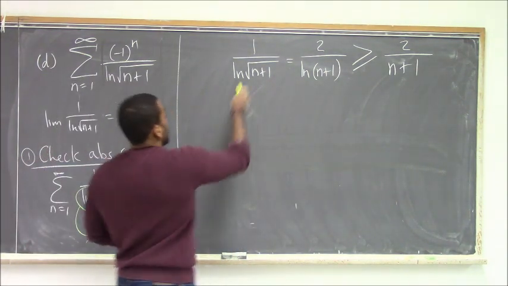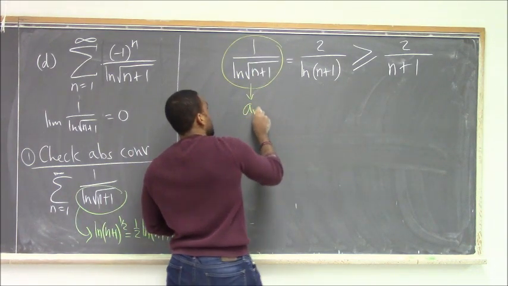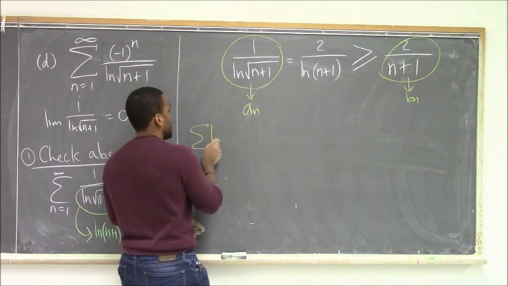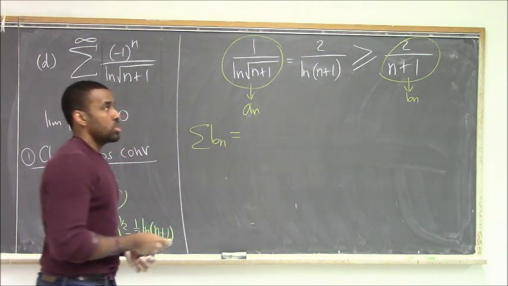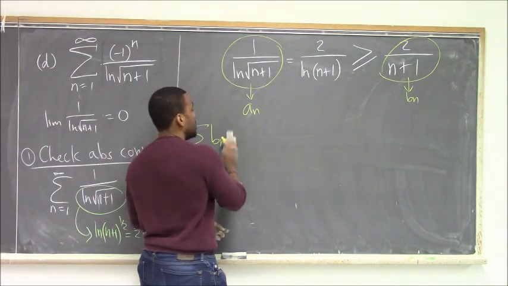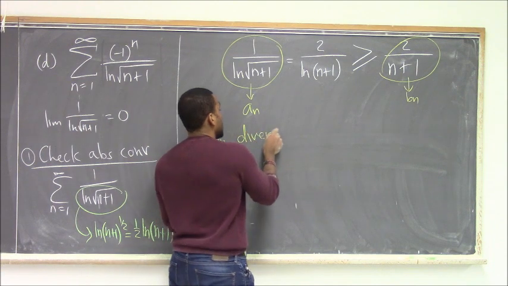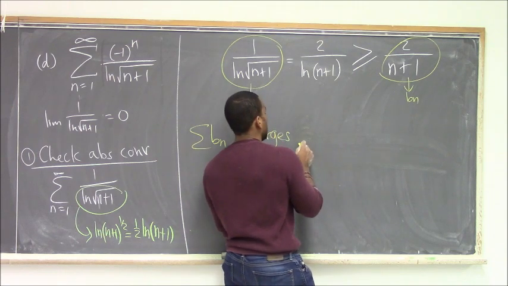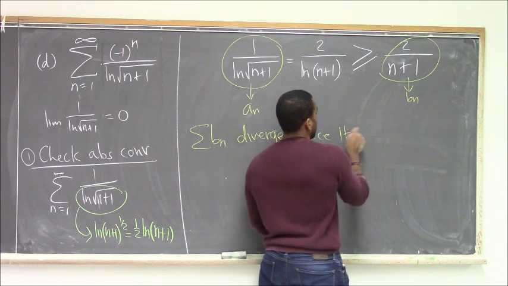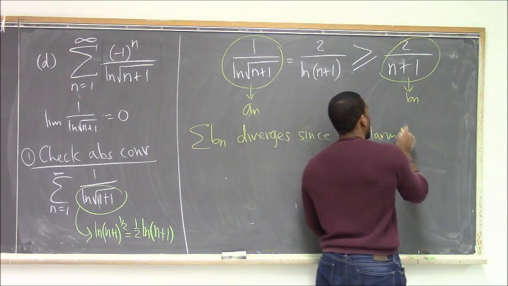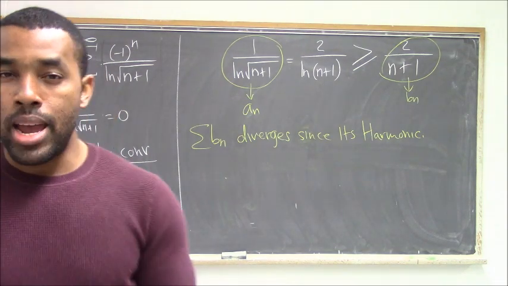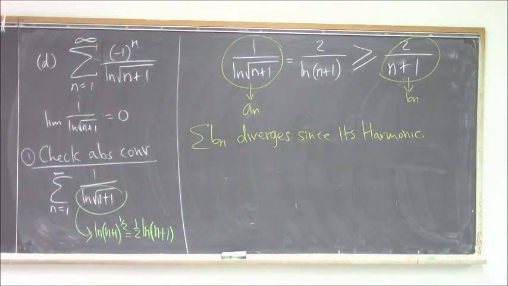So now, let's call this an. Let's call this bn. And let's look at the series of bn for a second. What can you tell me about the series of bn? There are tons of things that you can do here. You can just notice that bn diverges since it's a harmonic series. Right? It's kind of like a shifted harmonic. The series of 1 over n is super similar to the series of 1 over n plus 1. You'll notice that you're still just adding up all the fractions. You're just one step ahead.